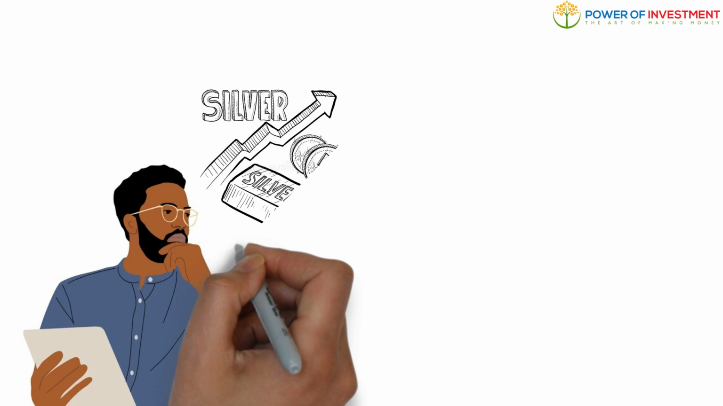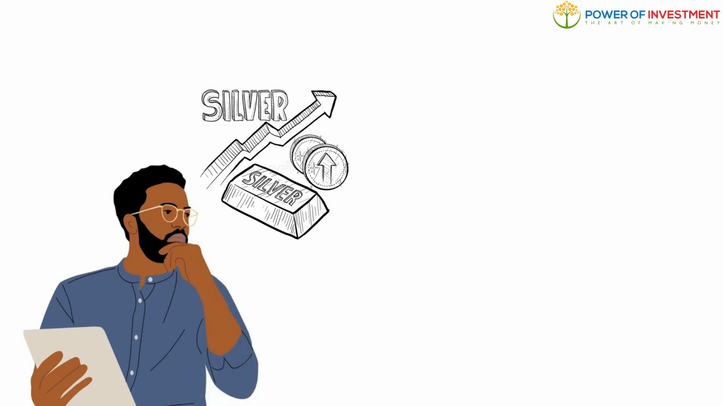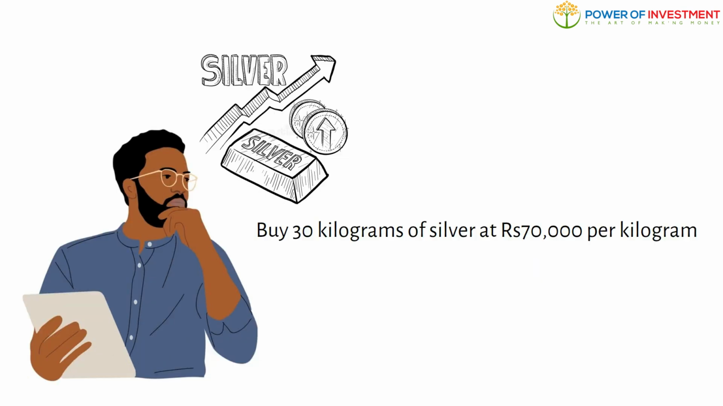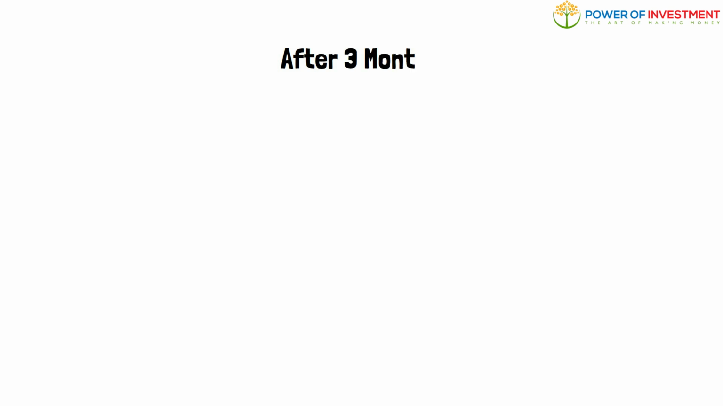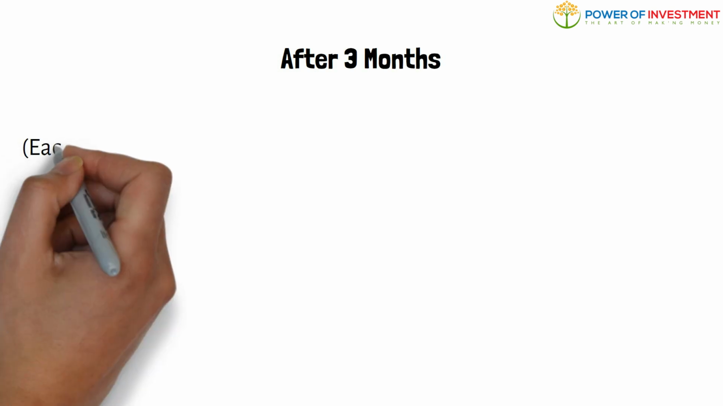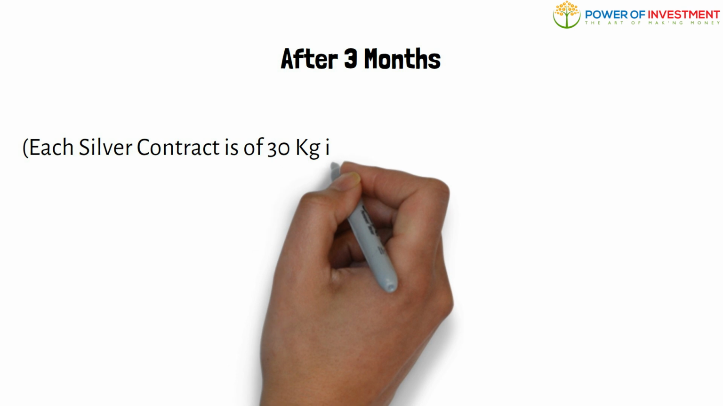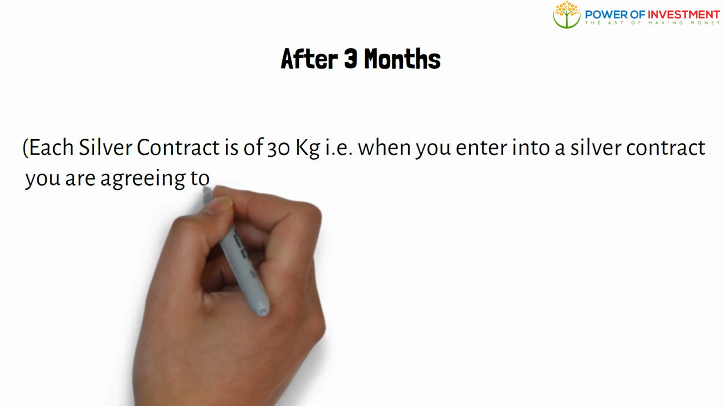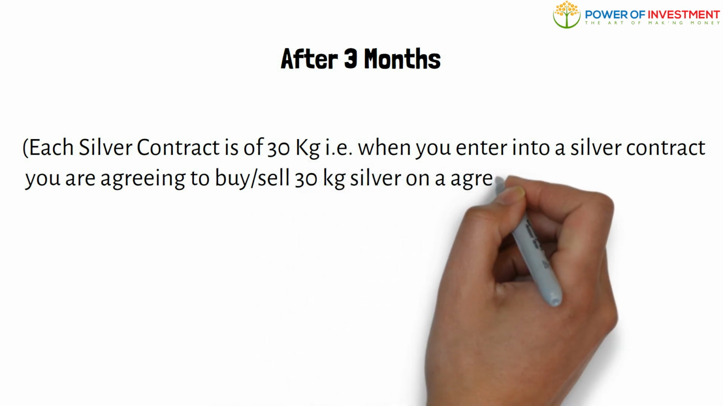They enter into a futures contract on the Multi Commodity Exchange to buy 30 kilograms of silver at 70,000 rupees per kilogram 3 months from now. Each silver contract is of 30 kilograms. When you enter into a silver contract, you are agreeing to buy 30 kilograms of silver on an agreed future date.